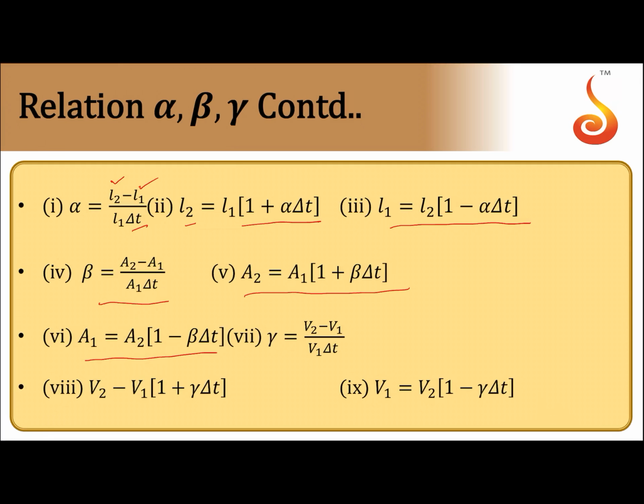In the same way, gamma is equal to (V2 minus V1) divided by (V1 delta T). V2 is equal to, not minus, V2 is equal to V1 into (1 plus gamma delta T), or V1 is equal to V2 into (1 minus gamma delta T). So these relations will be useful for problem solving.